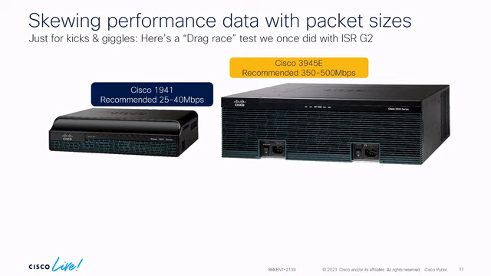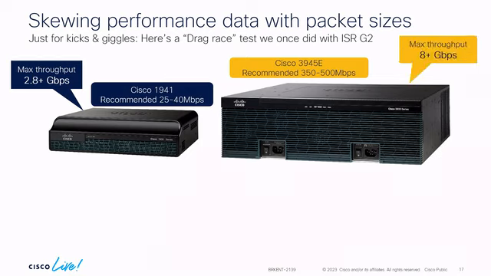That was how we said it was recommended to. The top series, about 400 megs. Would you then believe me if you take that router and try to state that this router can actually do 2.8 gigs? Would you believe me? I don't think so. And the 3945E can do 8 gigs. Would you believe me? Well, I can tell you it is true.